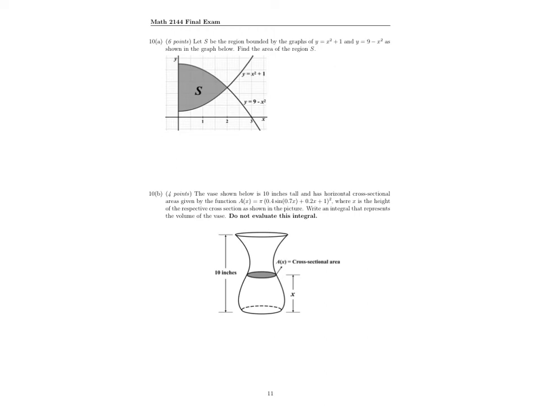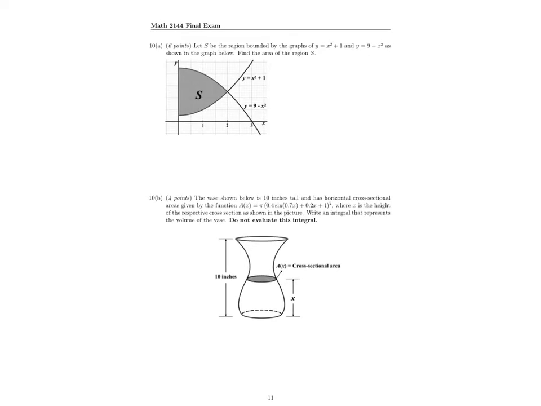Okay, so we have S is the region bounded by that graph. I want to find the area of the region S. So what I need to do is find the intersection point of those two. And it looks to me like they're intersecting at x equals 2, but we can just check.